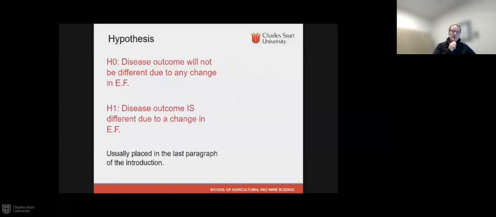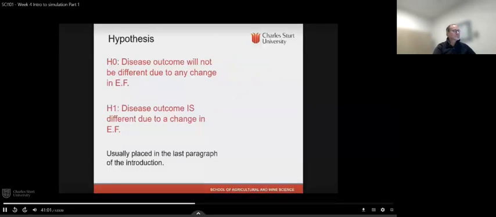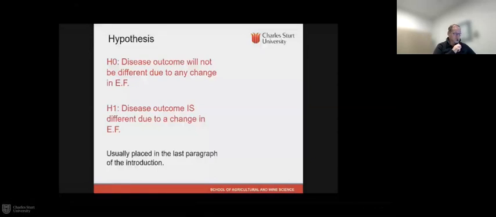All right, so hypotheses and, by extension, null hypothesis. As we already pointed out, the null hypothesis is that the outcome will not be any different due to a change in our experimental factor. There'll be no change. And the hypothesis, which is the one most closely related to your research question, is going to be that the disease outcome is different due to whatever change in our experimental factor we came up with.